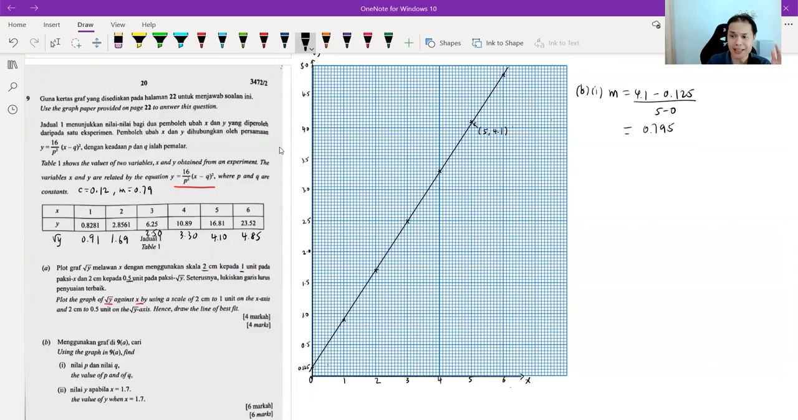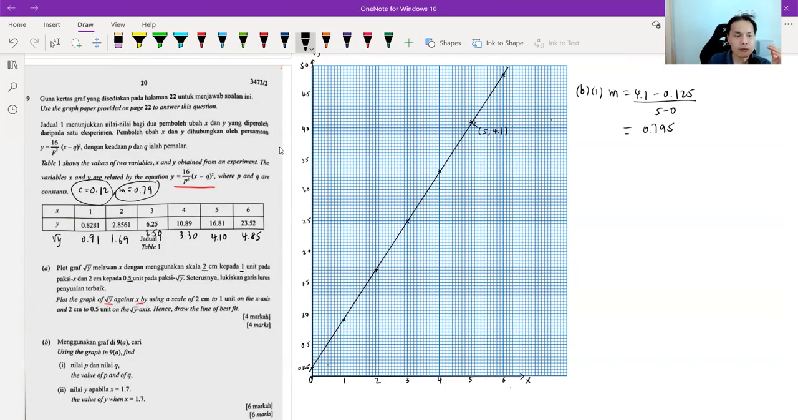0.795. I think this is the closest I can get, because my answer for the gradient is 0.79, I got 0.795, very close. My y-intercept is 0.12, I got 0.125. That's super close already. But if you get 0.1 or 0.15 for the y-intercept, I think it's fine. Okay, next I want to find the value of P and Q.